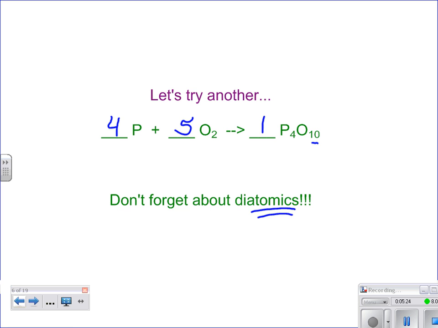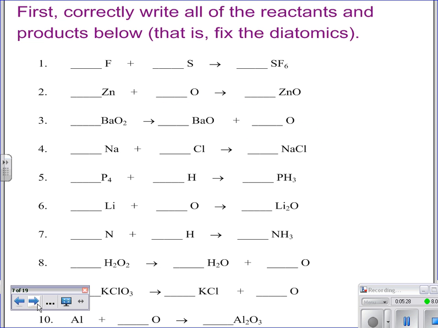And then the key is, don't forget about diatomics. So when we look at these examples that you have down at the bottom of your paper, again, on your homework, it would say fluorine plus sulfur yields sulfur hexafluoride. So you would have to write those compounds. Here we've kind of written the skeleton for you, but you need to fix some things, and those things that you need to fix are going to be the diatomics.